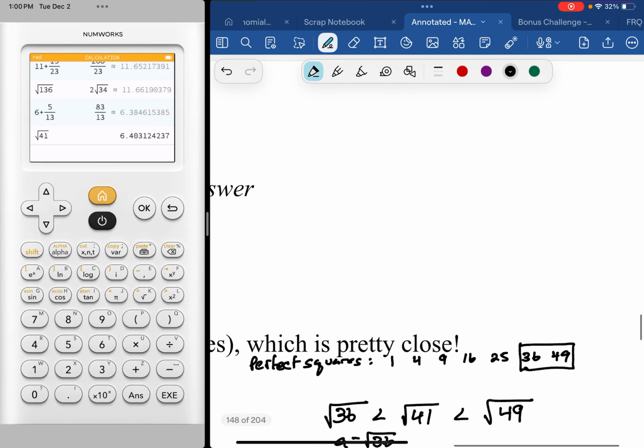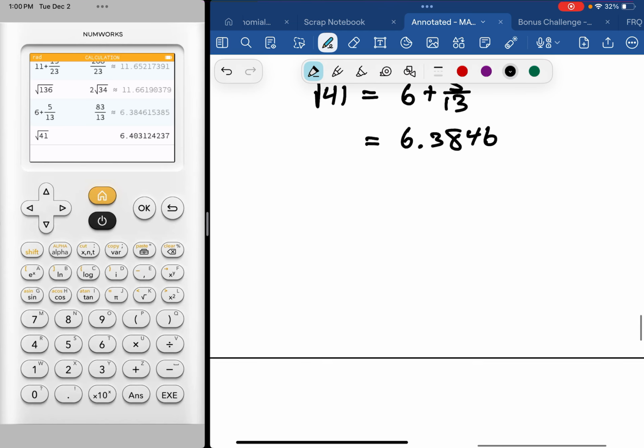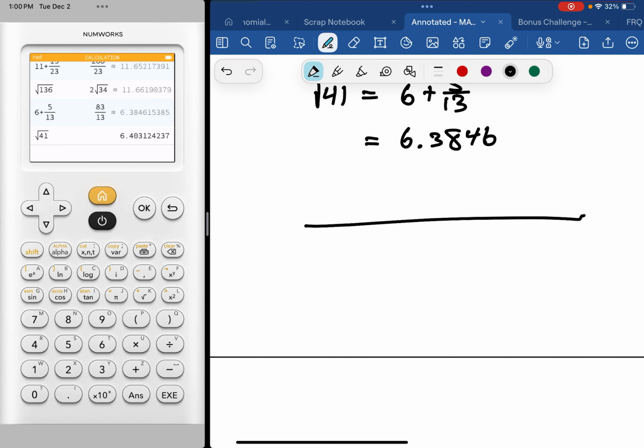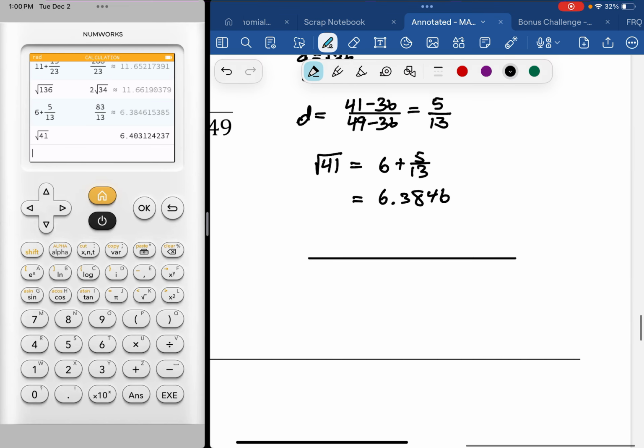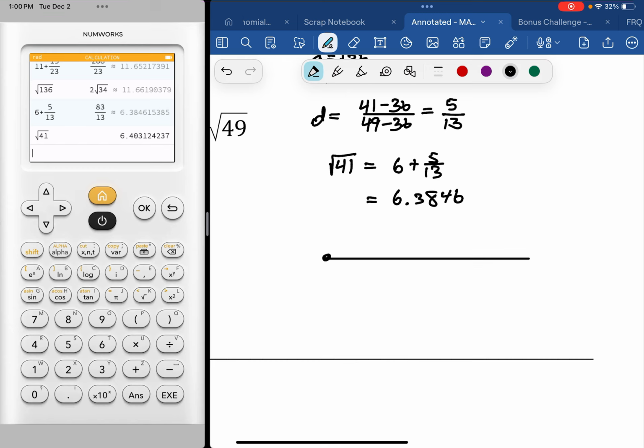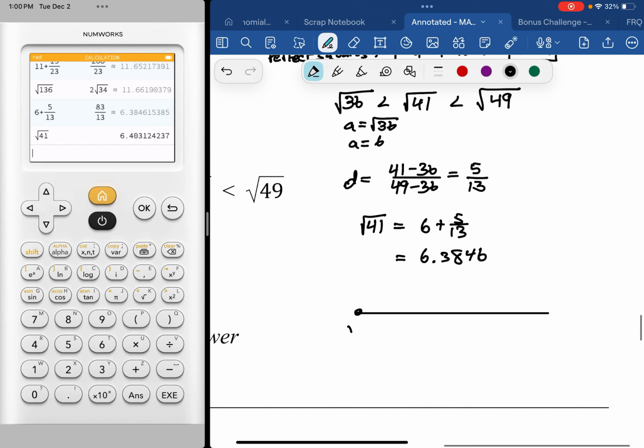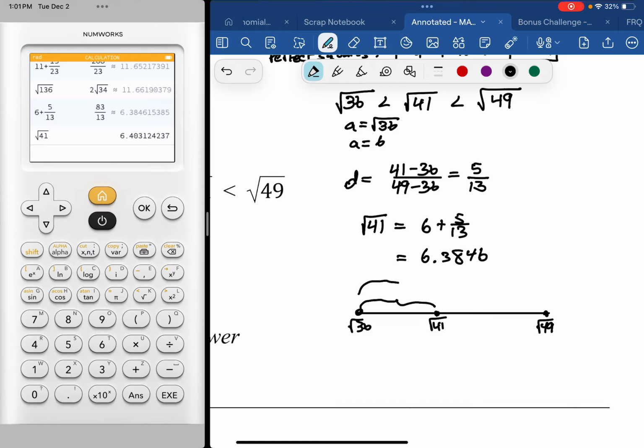So just going back to that diagram real quick, as a bit of a recap here. I have my radical 36, my radical 49, and somewhere in the middle is going to be my radical 41, a little bit closer to the radical 36. I'm looking at this relative distance here compared to this relative distance here.